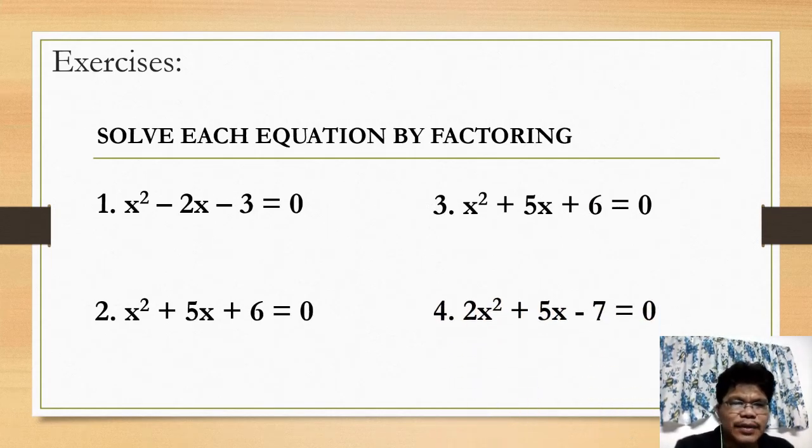Okay. Equation number 1, x squared minus 2x minus 3 equals 0. Equation number 2, x squared plus 5x plus 6 equals 0. And equation number 3, x squared plus 5x plus 6 equals 0. And number 4, 2x squared plus 5x minus 7 equals 0. So what I'm going to do now is solve these equations by factoring. And I will give you a couple of minutes to solve equations 1 to 4. And your time starts now.